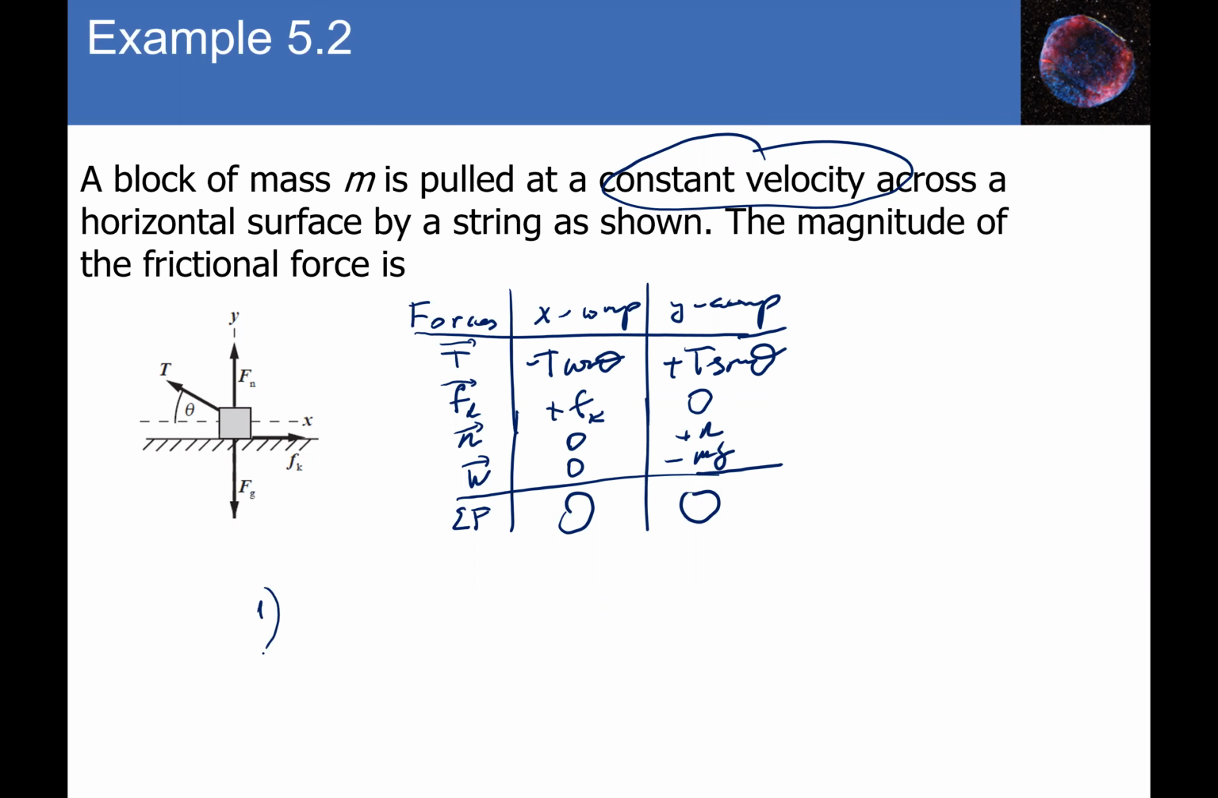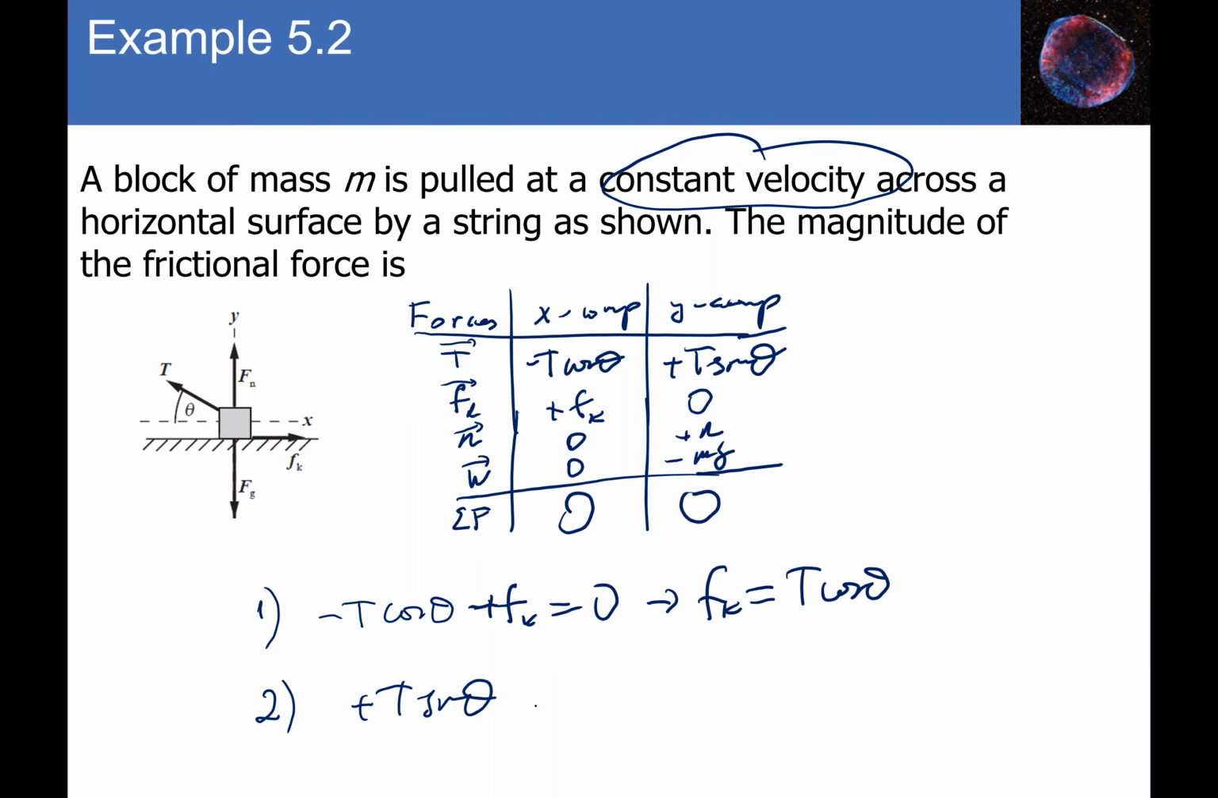So then my equation 1 would be negative T cosine theta plus F of K equals 0. So F of K equals T cosine theta. And then equation 2, I have plus T sine theta plus N minus mg equals 0. Then normal force is equal to mg minus T sine theta.